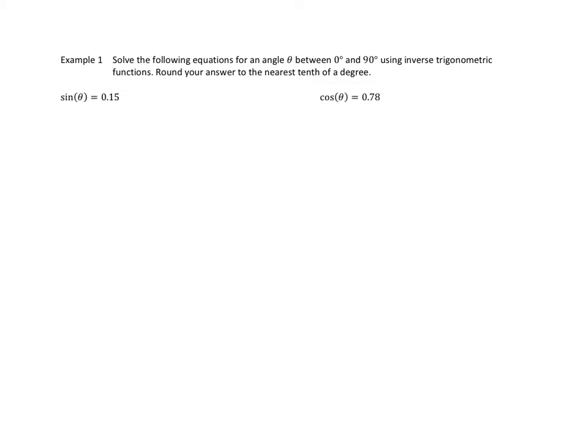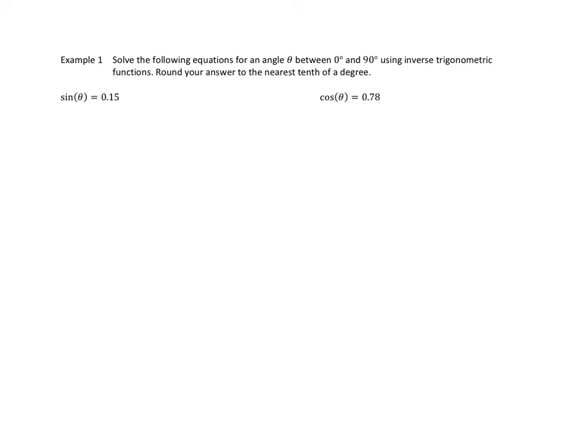Before we actually solve a right triangle, I'd like to get some practice using inverse trigonometric functions to solve equations like this one and this one. So here in example 1, I'd like to solve the following equations for an angle theta between 0 and 90 degrees, and I want to round my answer to the nearest tenth of a degree. Let's start with this one over here. Sine of theta is equal to 0.15. There must be some angle between 0 and 90 degrees that makes this a true statement. Well, how do you find it?